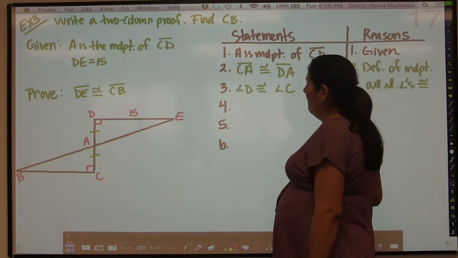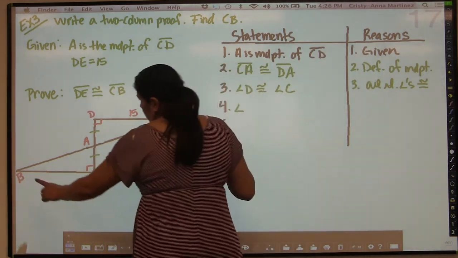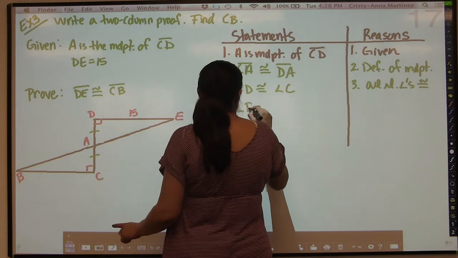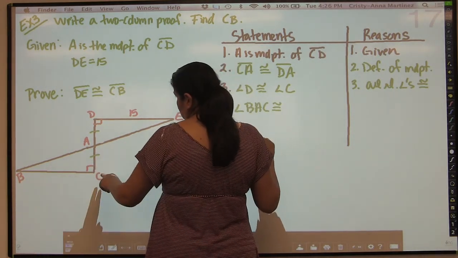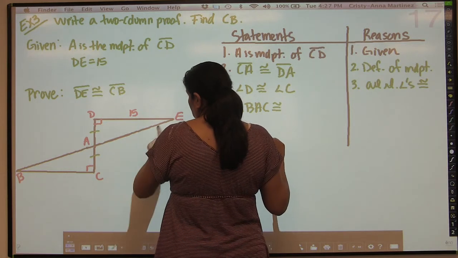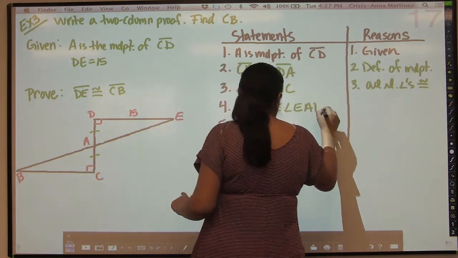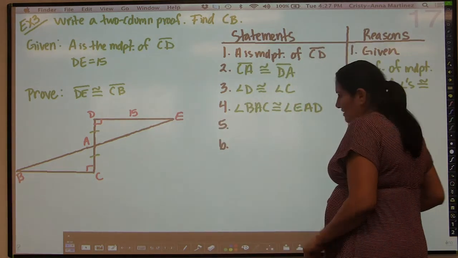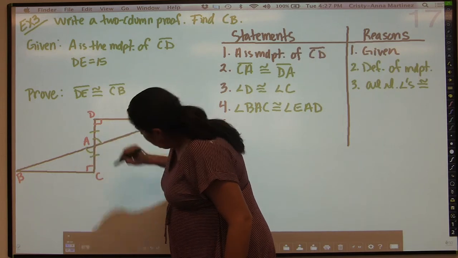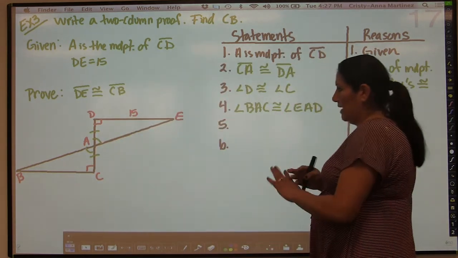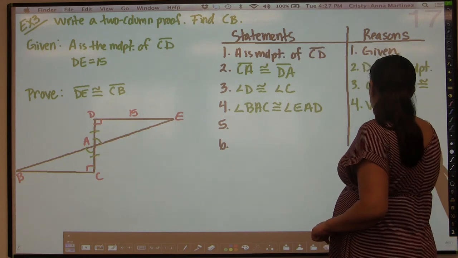And so now we have also that angle BAC is congruent to EAD. I hope I got those in the right order. And if you're not sure why that's happening, these two angles are vertical angles. We told you guys to be aware of vertical angles, and so they form an X there. So for step 4, we're going to say vertical angles.